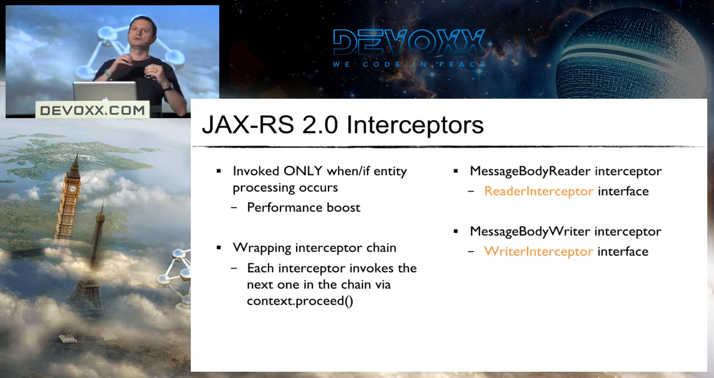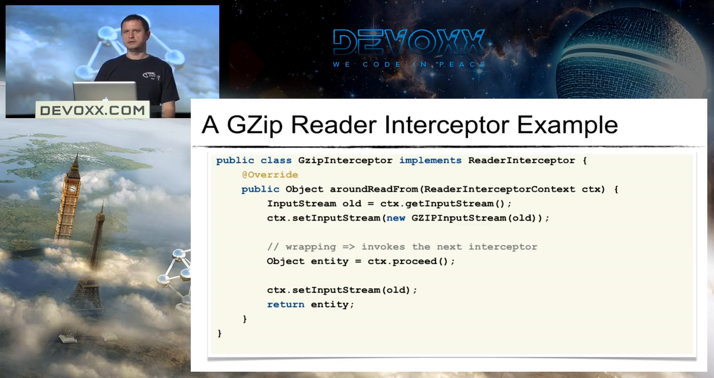The top level interceptor calls the context proceed, which in turn invokes the next interceptor in the chain, until the last interceptor is invoked, in which case either the reader or writer is actually invoked. Once that happens, the whole call stack is unwound, and all the interceptors are given another chance to do something, or are notified about the interception that actually happened.